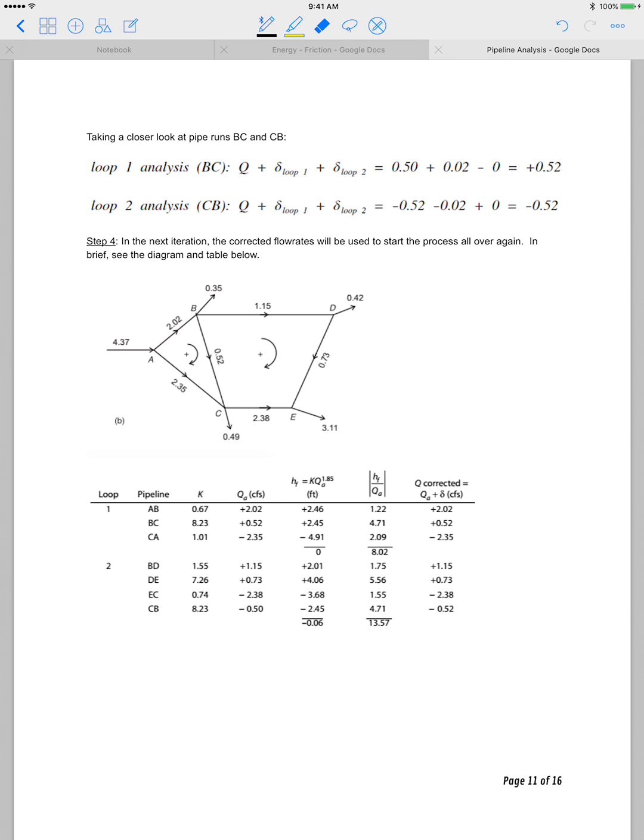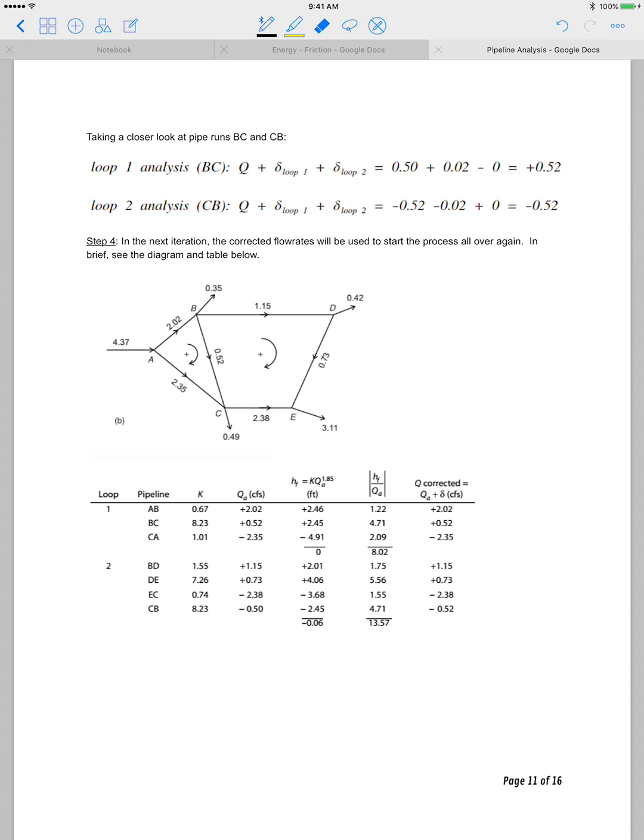And then again, you would take those flows with your K values to determine your H sub F's and your absolute values, and you would plug those into your delta equations for each loop and apply them to these. These would be your now basis flows. So you'd apply your correction factors to these new flows, not your original flows. And when the difference is negligible, you know you've gotten to the end.